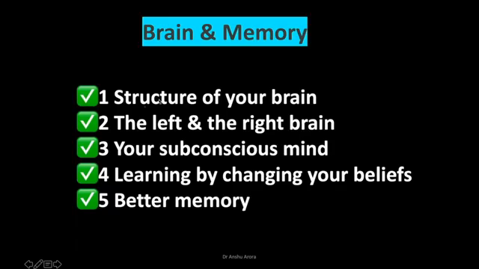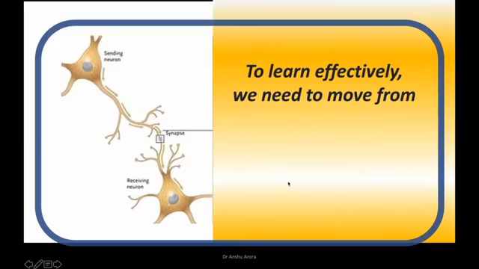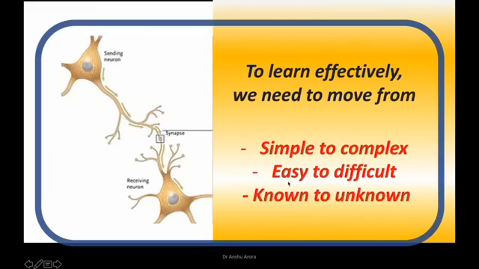The brain and memory. It talks about the structure of your brain, the left and the right brain, your subconscious mind, learning by changing beliefs, and better memory. To learn effectively, we need to move from simple to complex, easy to difficult, and known to unknown. Whatever we learned is actually retained by synapse, which is formed between 2 brain cells. So more of these connections and the better is our memory.